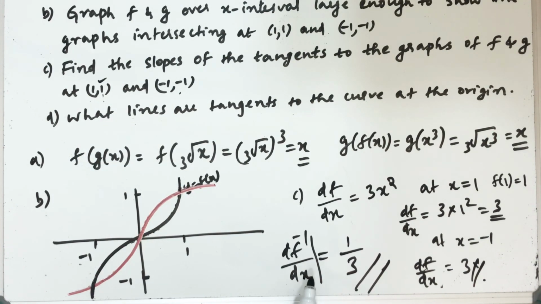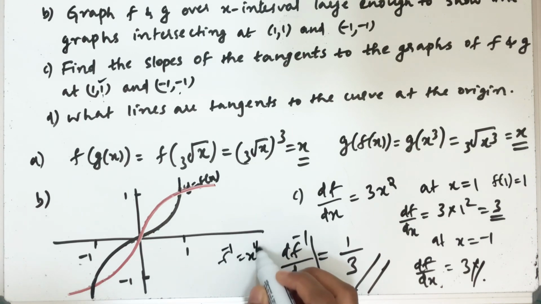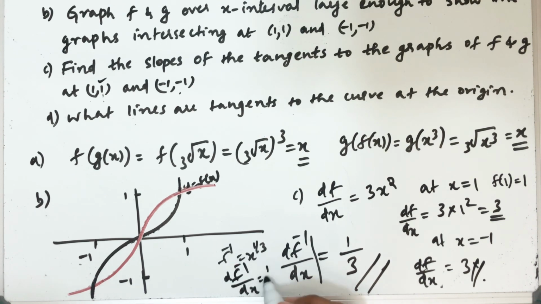Slope of tangent of f inverse is 1 by 3. Or we can find it by using the formula. Here f inverse is x raised to 1 by 3. Cube root of x is nothing but x raised to 1 by 3. So df inverse by dx is equal to 1 by 3 into x raised to 1 by 3 minus 1. That is minus 2 by 3. So substitute at x is equal to 1 and at x is equal to minus 1.